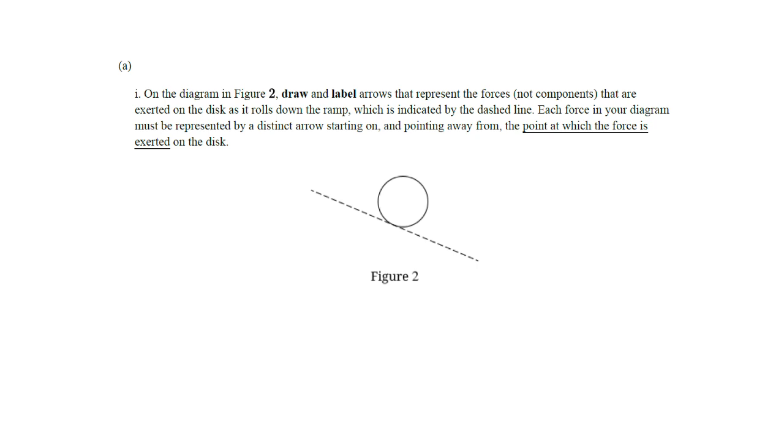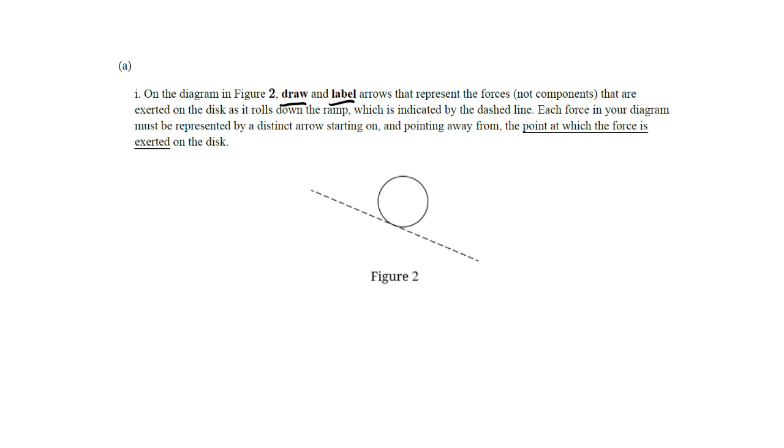A1. On the diagram in figure 2, draw and label arrows that represent the forces, not components, that are exerted on the disk as it rolls down the ramp, which is indicated by the dashed lines. Each force in your diagram must be represented by a distinct arrow starting on and pointing away from the point at which the force is exerted on the disk.